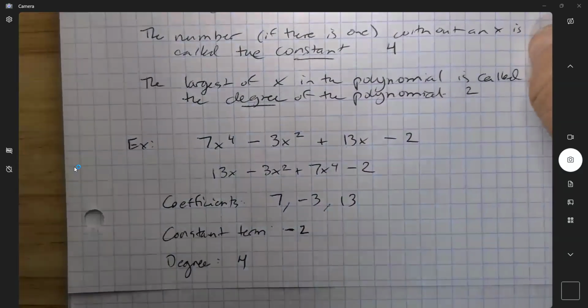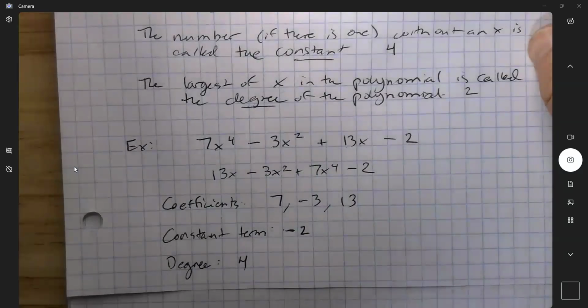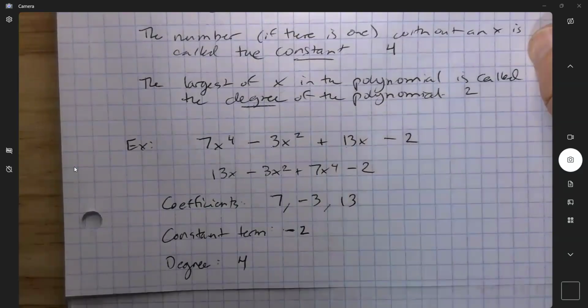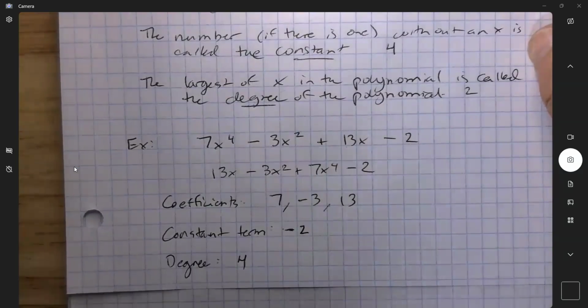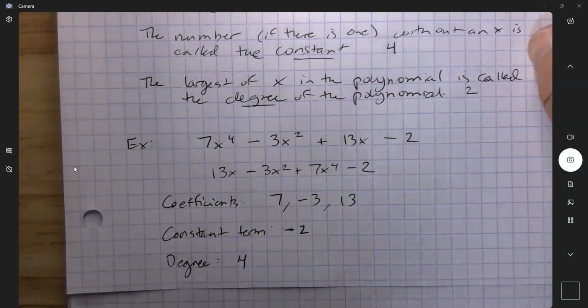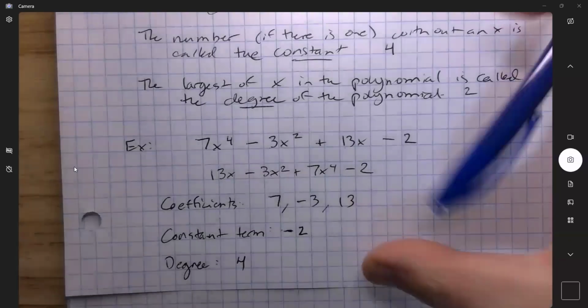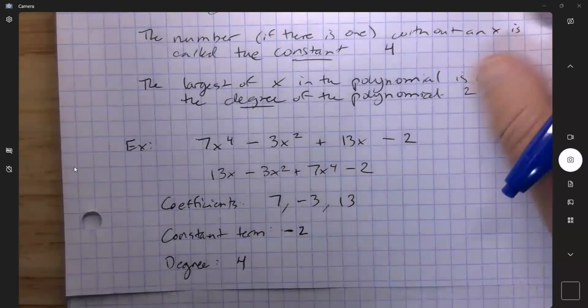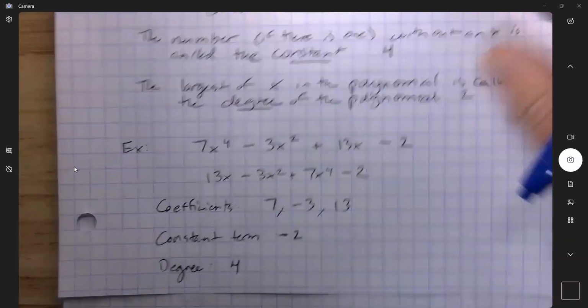That's how we identify the characteristics of a polynomial. Each of these characteristics is very important. In this class, mostly we just need to learn what those are. But as you move on, you'll start to learn how we use these different characteristics to understand how the polynomial works.